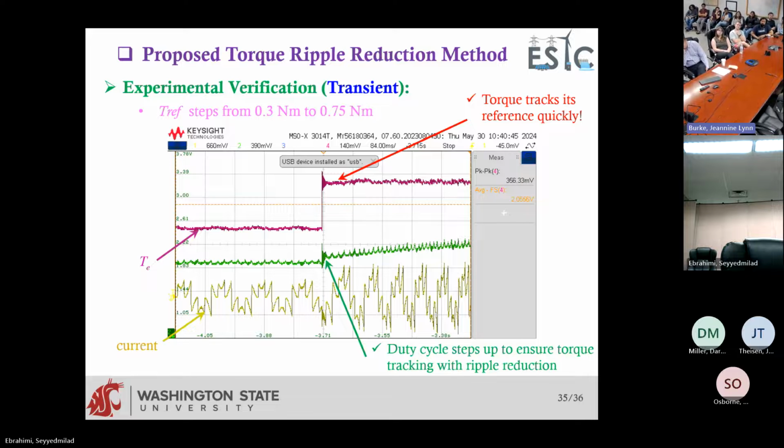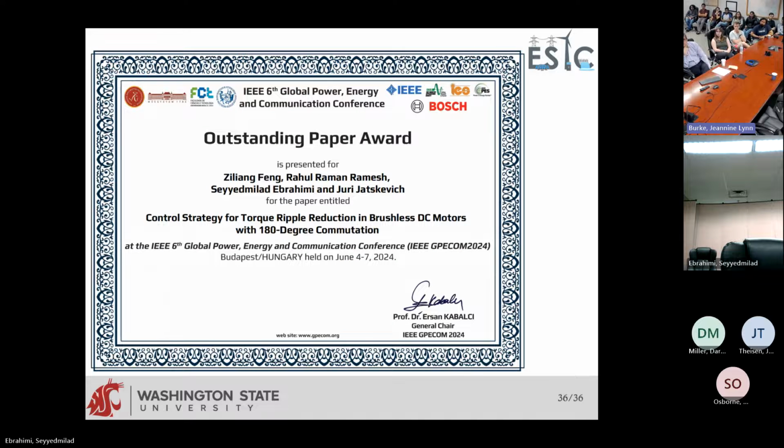So I just have to say that we did this work at UBC a couple of months before I came here. And this was presented at the conference and it got the Outstanding Paper Award. So this is really a hot topic. So, brushless DC motors. My colleagues at UBC, Ziliang or Bruce, Rahul, and myself, and another professor, Professor Yaskevich, was my PhD supervisor. So this is pretty much all I wanted to discuss.